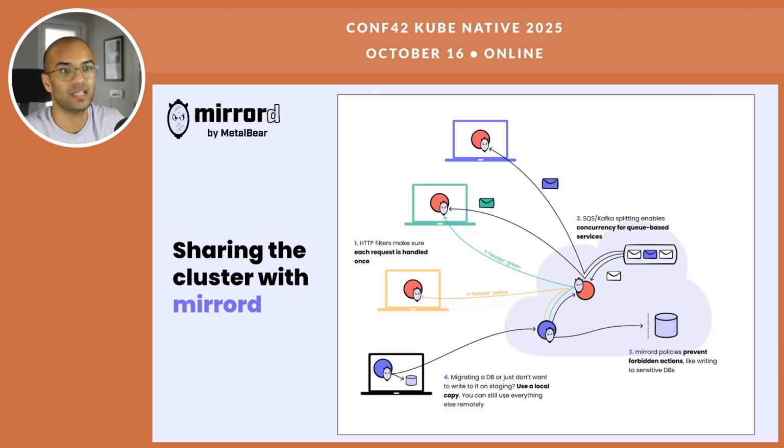So first thing which we saw is that you can set HTTP filters which ensure that each request is handled once and is routed to the right process, the right developer who's working on that particular thing. If a request hits the remote service in the cluster, Miradi will look for the right HTTP filter and then forward it to the right developer. This way, developers don't end up interfering with each other's work and are able to work independently.